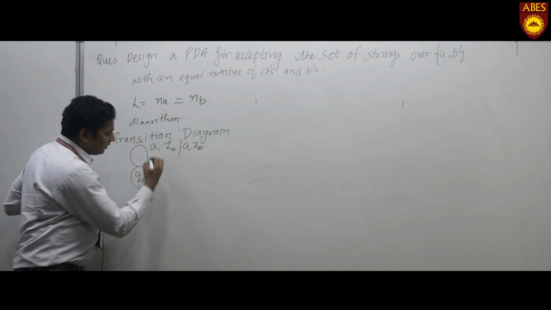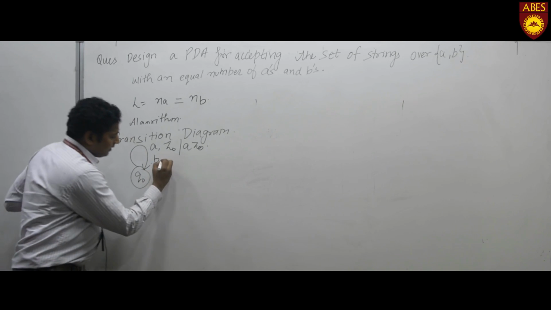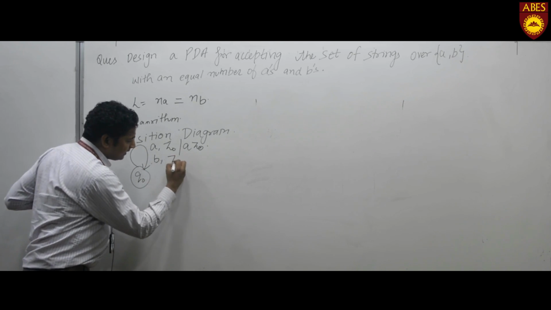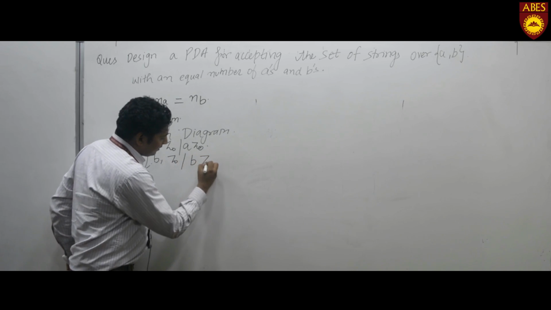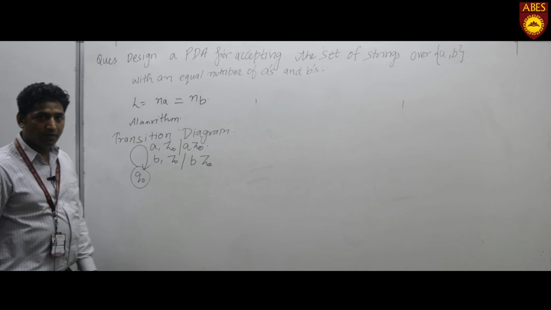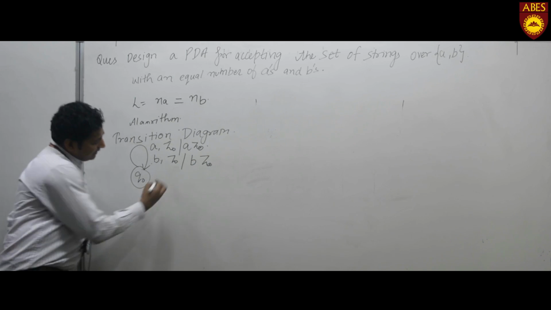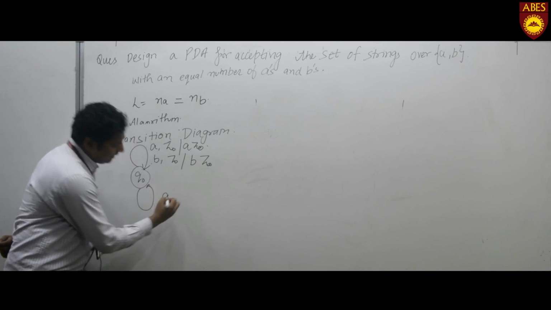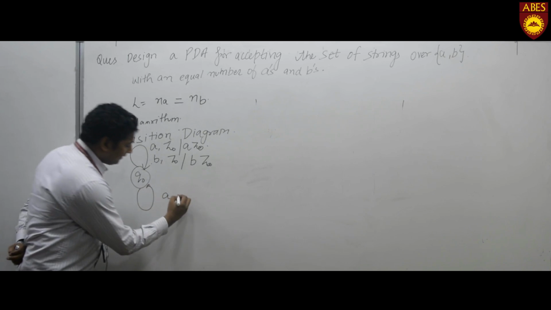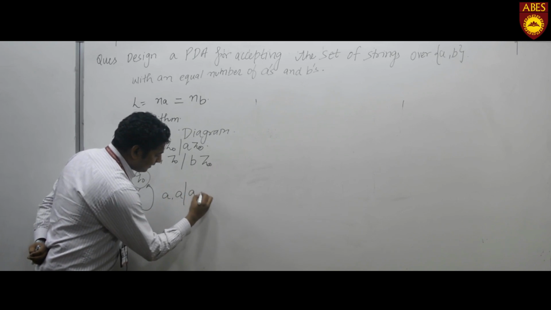Another condition will be that the first symbol is B, input symbol is B and Z naught is the top of stack. So the output will be BZ naught. So these are the two conditions. Third condition is that we have A already in the stack and we are pushing A. So for this the output will be AA.